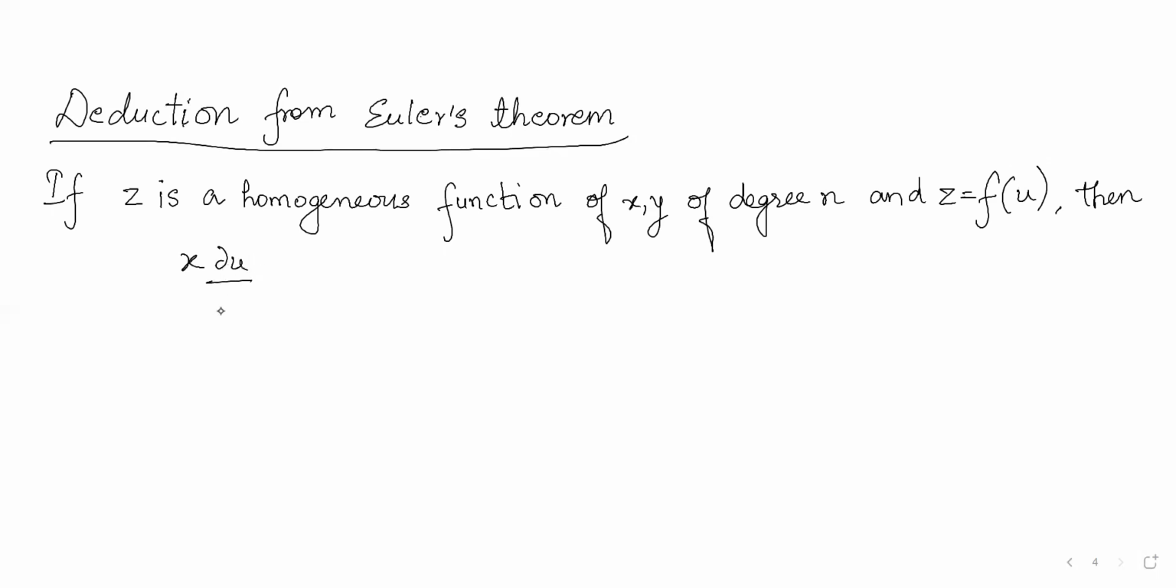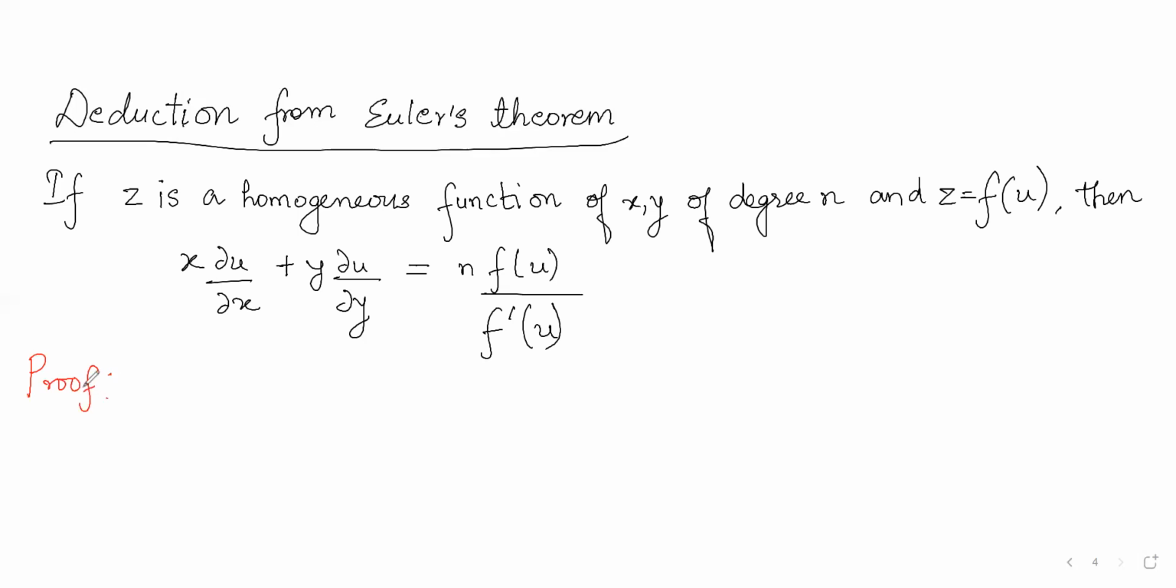x del u by del x plus y del u by del y is equals to n f of u divided by f dash u, the first derivative of the function. So we can prove this theorem, considering that z is a homogeneous function of x, y of degree n.